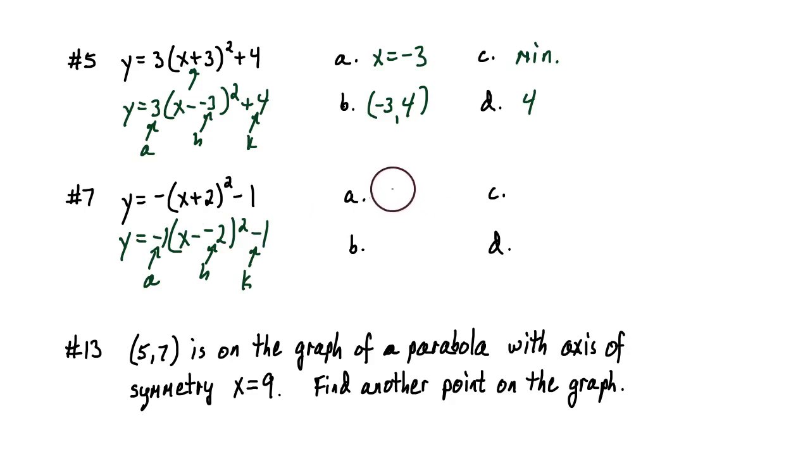So our axis of symmetry, x equals h, it's x equals negative 2. Our vertex, h comma k, negative 2 comma negative 1. Is it a min or a max? Well, look at the value of a, it's negative, so this is a maximum. And what is that highest y value at that maximum point? It is negative 1.